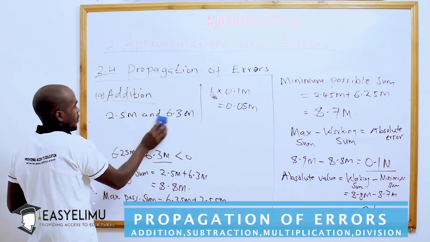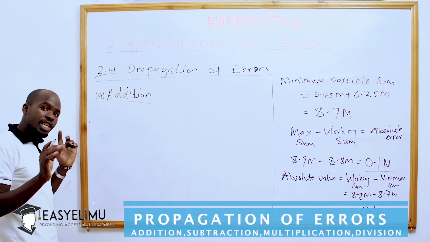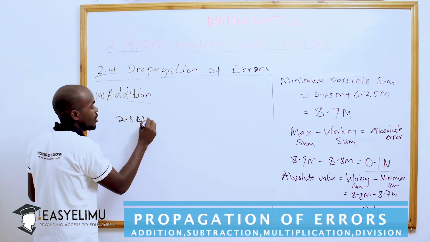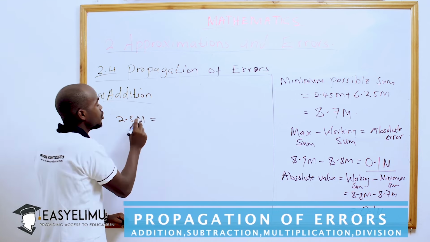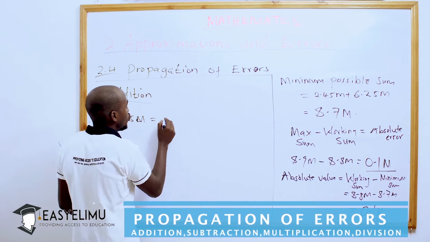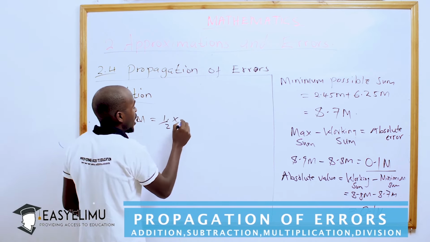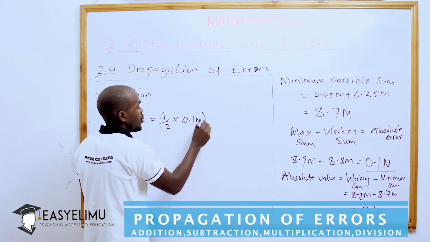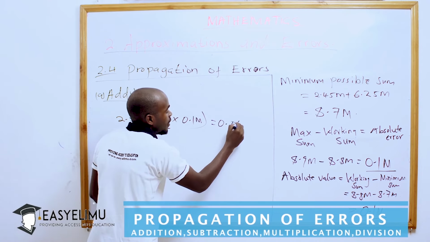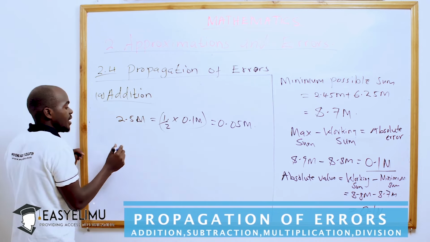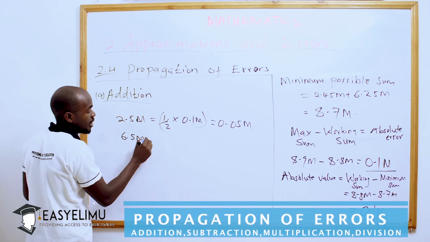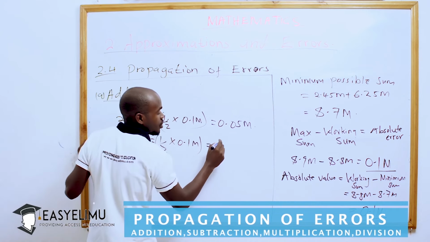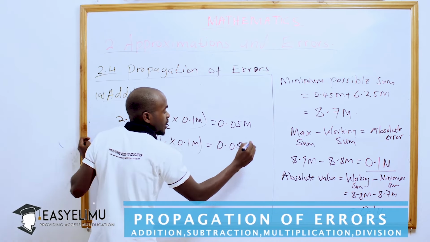The second way, you can take each individual error. For example, if it is a measurement of 2.5 meters, you will find that the absolute error here will be equal to a half multiplied by the least unit of measurement, which is 0.1 meter, and you get 0.05 meter. And the other one, which is 6.5 meters, you will find it is a half multiplied by 0.1 meter, and this one is going to give you 0.05 meter.